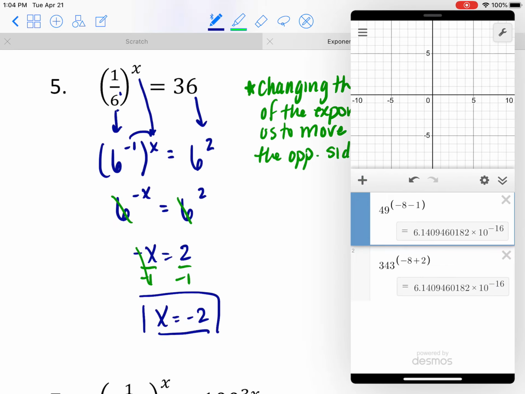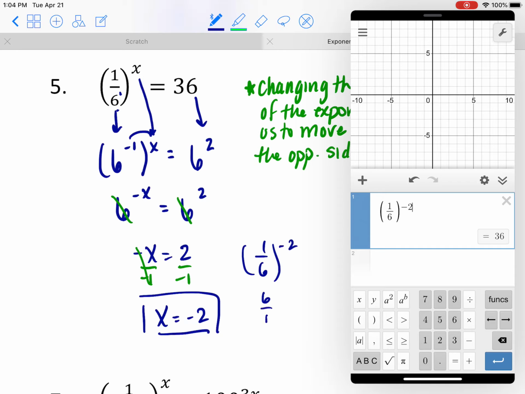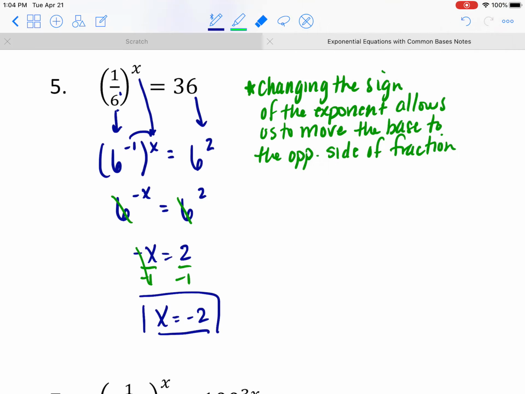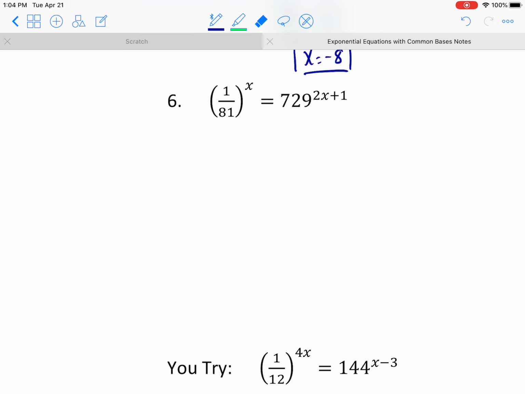Technically, we are dividing both sides by negative 1, and that tells me that x has to equal a negative 2. And again, that would make sense if we plugged it in, right? Let's put in, let's see, 1 over 6. And then if we raise that to the negative second, then we get 36. Because 1 over 6 to the negative 2, that's the same as 6 over 1 to the positive 2, which again is 36. Okay, let's try that again.